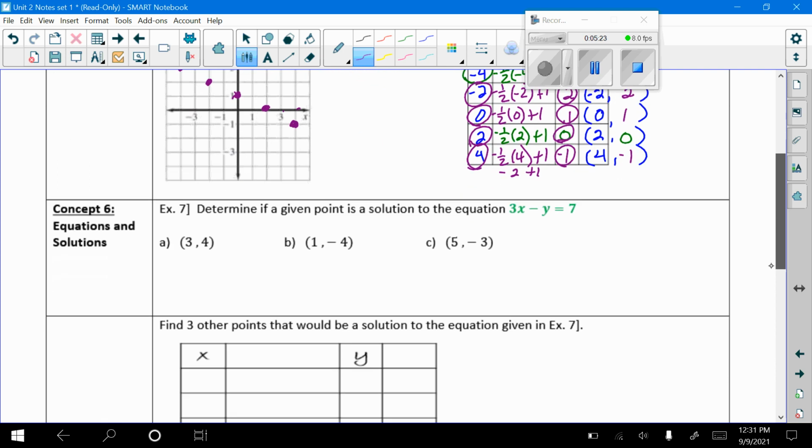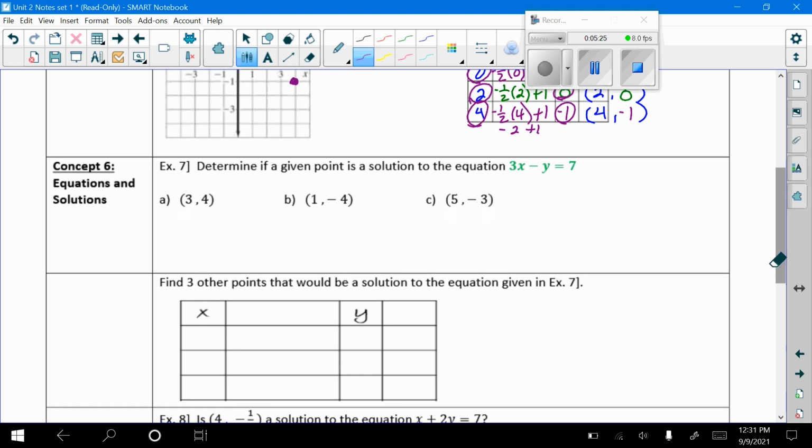All right, then the next part, given the information, determine if a given point is a solution to the equation. Well, I'm giving you an equation and I'm giving you the point. The point is x and y. I want you to plug them in for x and y and solve them. I think I did the first one in class with you.